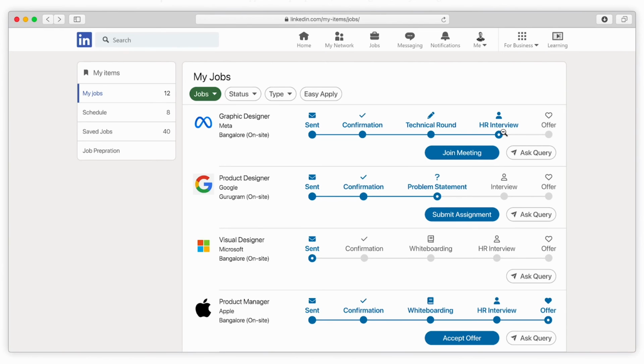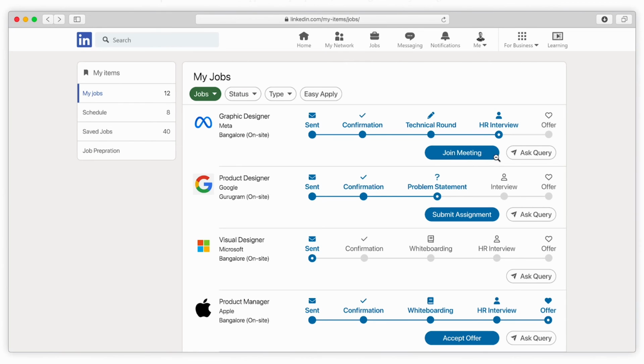So when you say track, you're not really helping me track anything over here. You're just showing me the rounds, but that's not called tracking. I need to know the dates. I need to know the times. I need to know deadlines. I need to know a lot of other information. That is important for me. That is actually called tracking. This is not solving any problem.